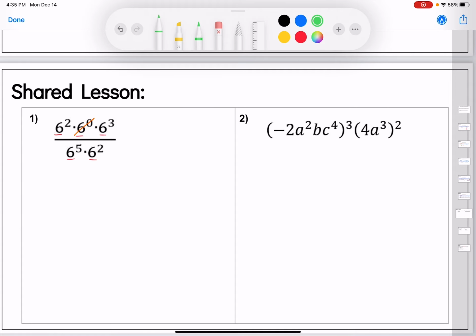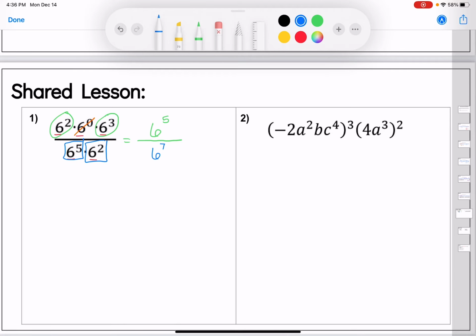All right, the next thing that I usually do is I look for like bases that are on the same level. So for example, I have 6 to the 2nd and I have 6 to the 3rd, both on the top. So here I'm just multiplying like bases, and those are going to stay on the top. So 6 to the 2nd times 6 to the 3rd, I'm going to add my exponents, and it's going to become 6 to the 5th on the top. The other thing that I see is I would have 6 to the 5th times 6 to the 2nd, and they're both on the bottom, same level, right? So I'm multiplying like bases on the bottom. So I'm just going to add my exponents on the bottom. So I get 6 to the 7th on the bottom. That's what I mean by on the same level.